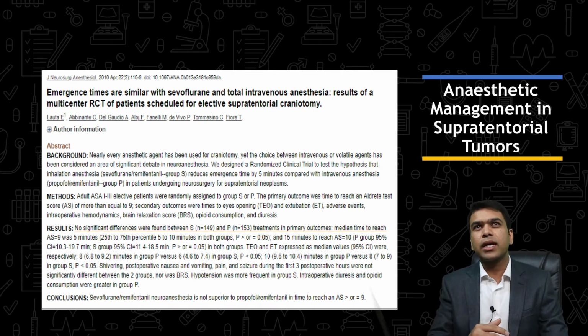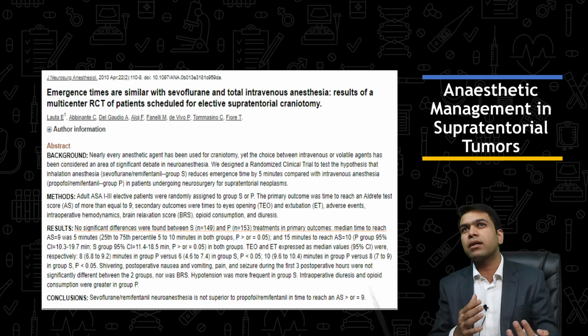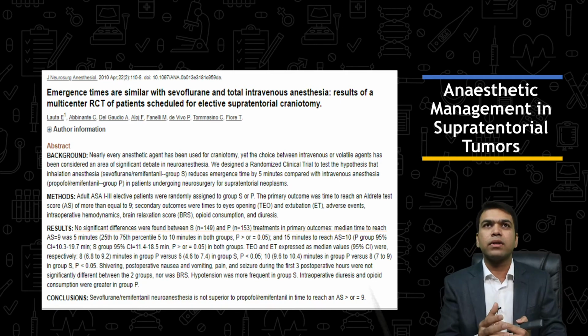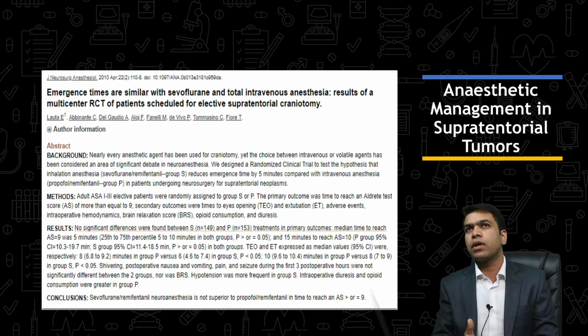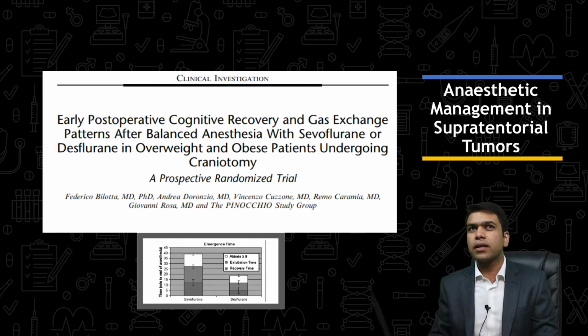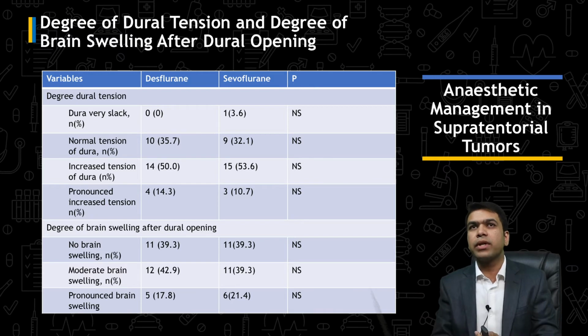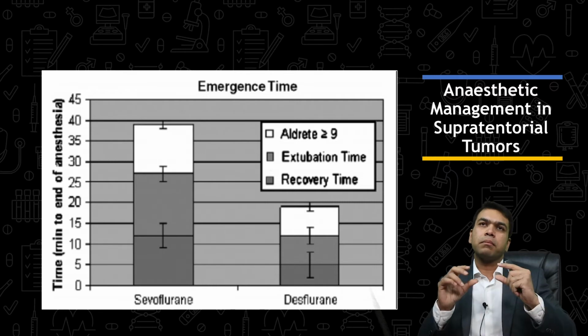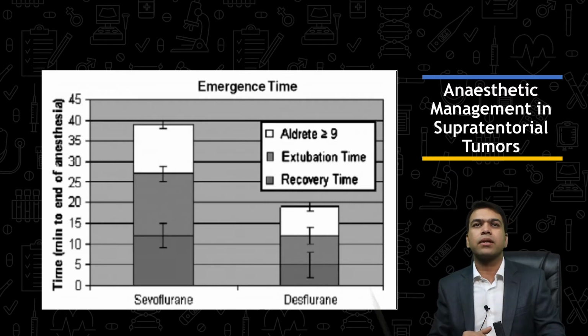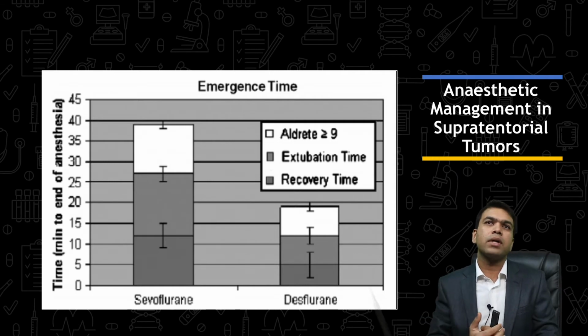So coming to the emergence times, comparing total intravenous anesthesia and sevoflurane, this study found that there is no significant difference in the emergence between the volatile group and the TIVA group. And another study compared the recovery in obese patients between desflurane and sevoflurane, and practically no difference in the brain bulge between the two. And you can see a significantly decreased extubation time in the desflurane group. So if given an option, if brain bulge is the same in both the drugs and the extubation time and recovery time is less in desflurane, I would choose desflurane.